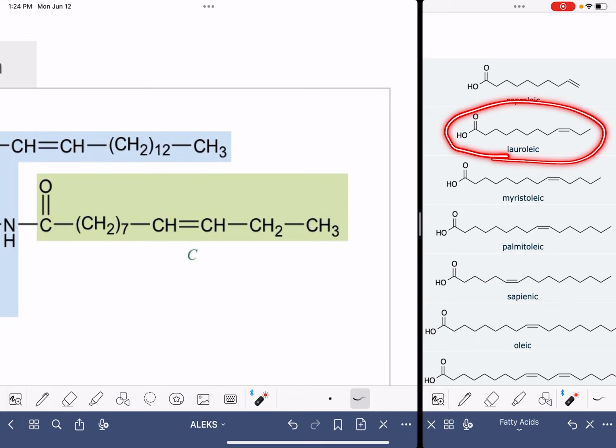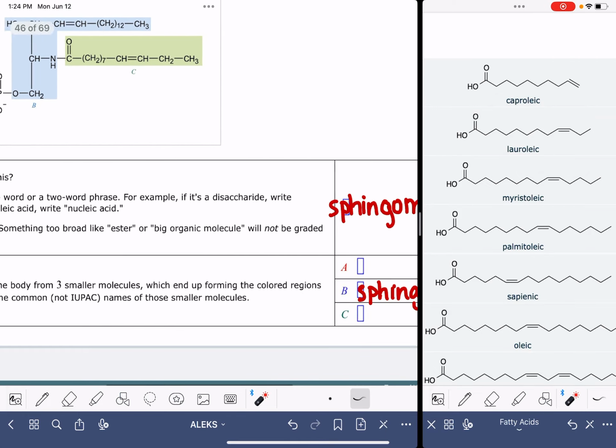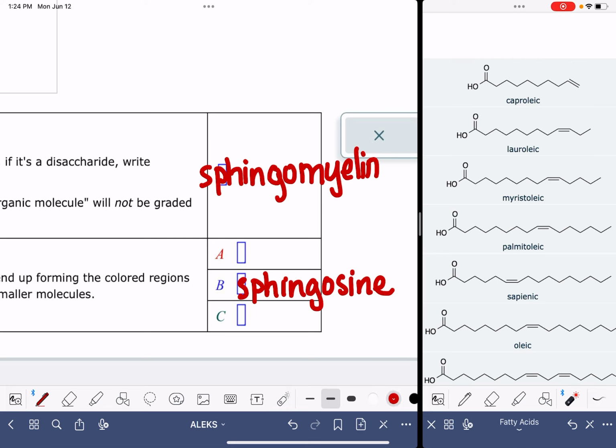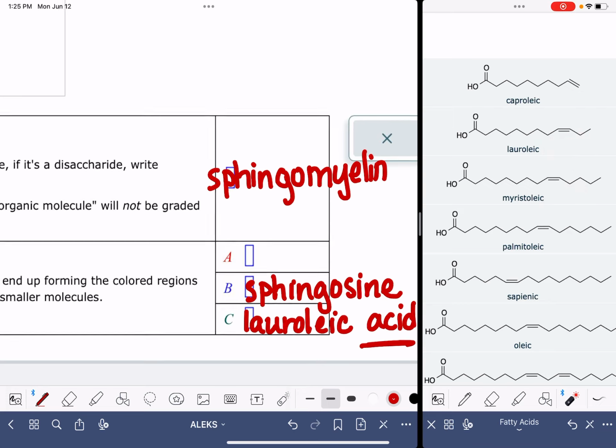It's lauroleic. Now in ALEKS's data table, it just says lauroleic, but it wants you to put acid at the end of that. It is lauroleic acid. ALEKS is just kind of abbreviating these over here, and it's leaving the acid off of the end of each one of these, but you're going to want to include it when you're answering the question.